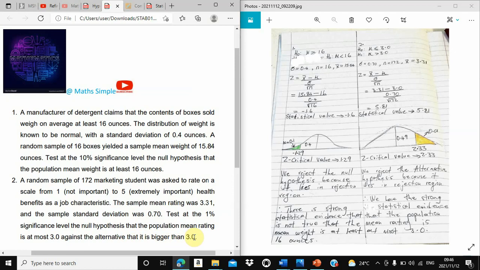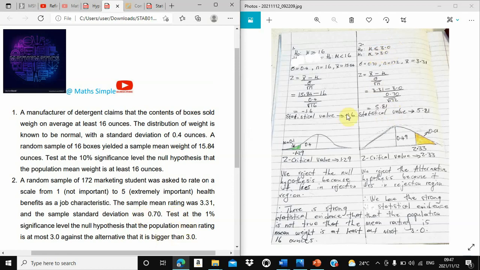This one also, wherever you see at least or at most, you know that it is a one tail test. It might be the upper tail or the lower tail. From there, let's continue with it. Here we wrote our null hypothesis, at most 3.0. Our alternative was greater than 3.0.